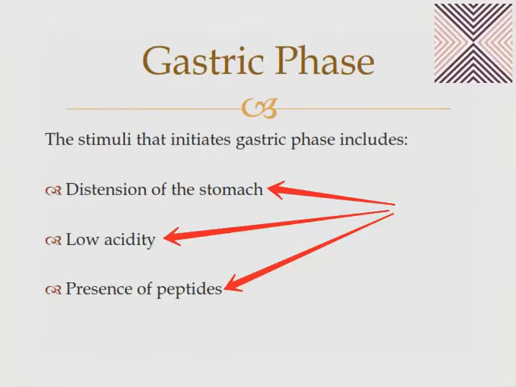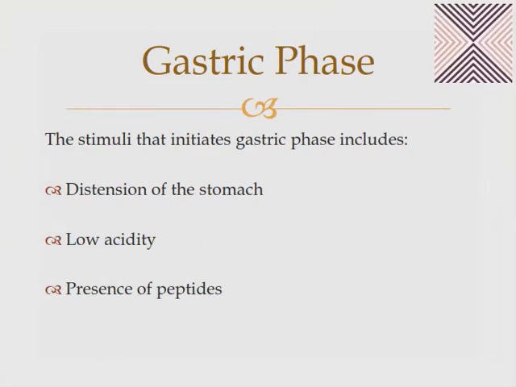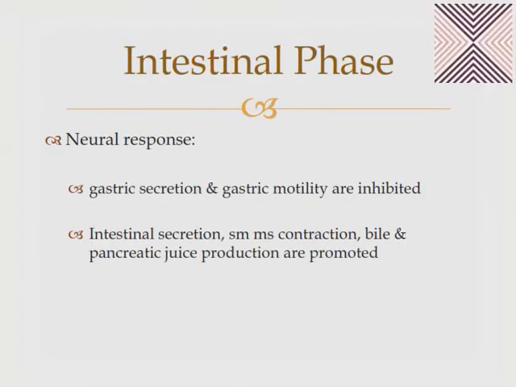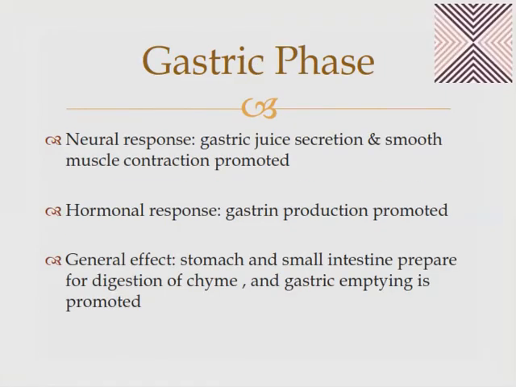Now after this, if we go for the third phase, that is the intestinal phase, before going for this phase, we are coming to the second part of the gastric phase. Now this is the neuronal response. Here, the gastric juice secretion and the smooth muscle contraction are promoted. That was the case of the very first phase, the cephalic phase. So when you have seen the food, tasted or smelled it, or even thought of that particular food which you like, the neuronal response will increase the gastric juice secretion and the smooth muscle contraction in your stomach.